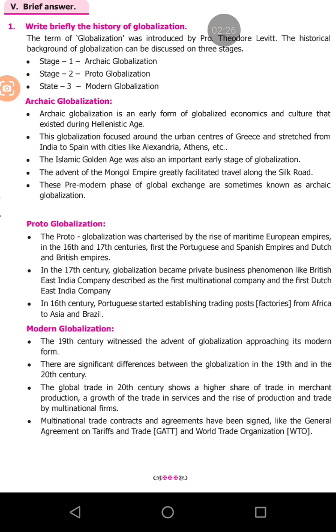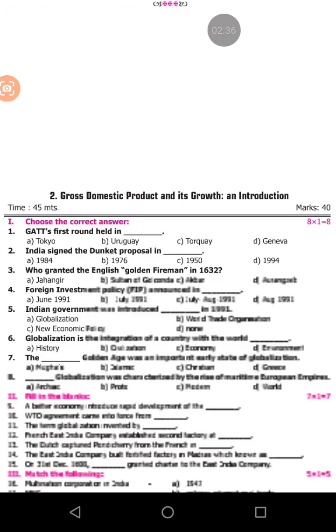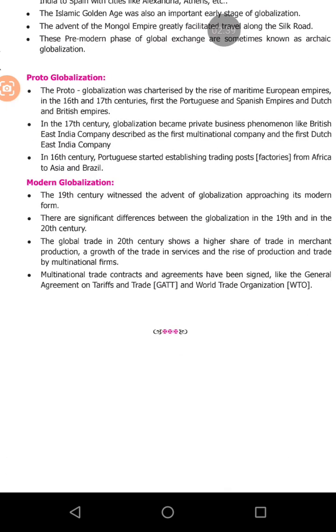Modern globalization. The 19th century witnessed the advent of globalization approaching its modern form. There are significant differences between globalization in the 19th and in the 20th century. The global trade of the 20th century shows a higher share of trade in merchant production, a growth of trade in services, and the rise of production and trade by multinational firms. Multinational trade contracts and agreements have been signed, like the General Agreement on Tariffs and Trade (GATT) and the World Trade Organization (WTO).